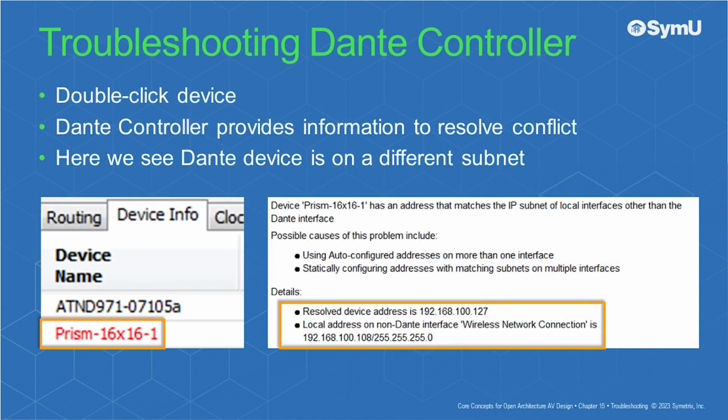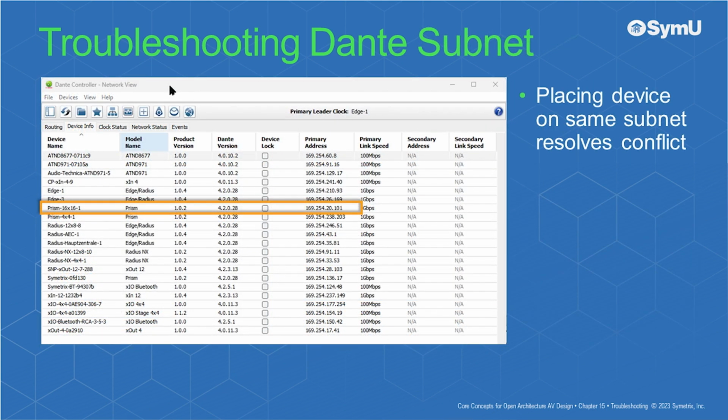Double-click the device and Dante Controller provides the information needed to resolve the conflict. The details here show us that the Dante device is on a different subnet than the other Dante devices. Placing the device on the same subnet as the other Dante devices has resolved the conflict.